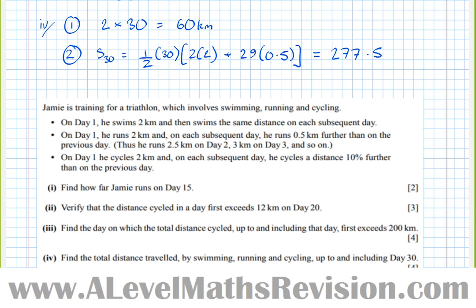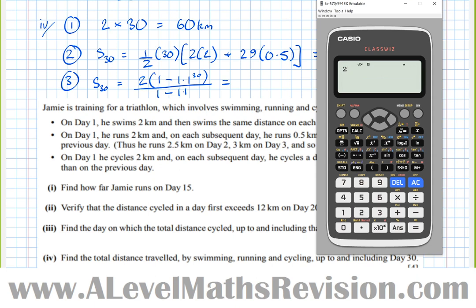And then finally, the third sequence, which is the geometric, which is a times 1 minus r to the power of n over 1 minus r, straight in the calculator. a times 1 minus r to the power of n over 1 minus r is 328.988.